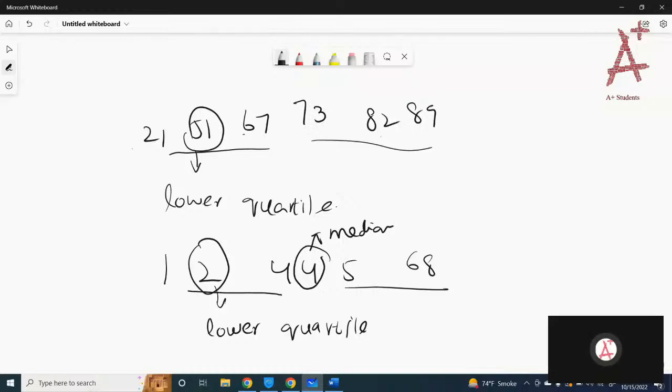Select the correct option and click on the, oh sorry, we have to find the upper quartile. So the upper quartile is 6. Got it? So select the correct option and click on the OK button.